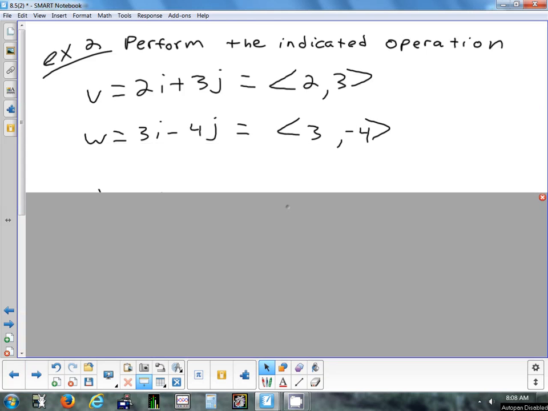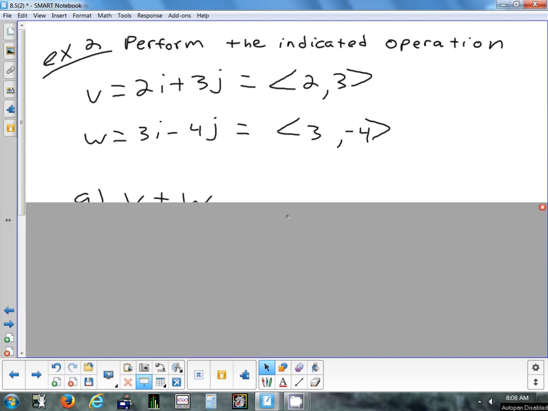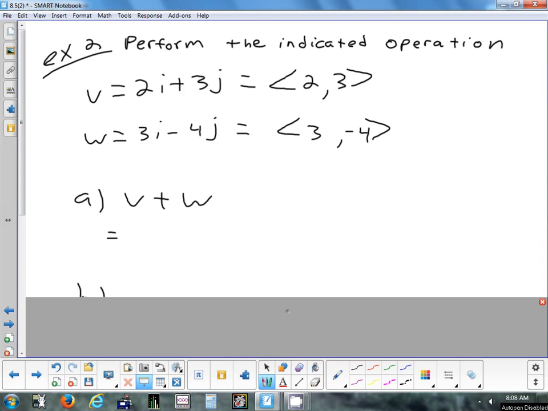So we'll try an example of each one of those things. And you already did a little bit of this in the homework. Okay, so the first operation they want us to do is take vectors v and w and add them. What we'll do is write our answer in unit vector notation and algebraic notation. We'll do it both ways.